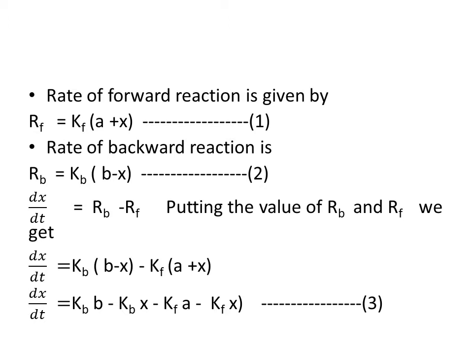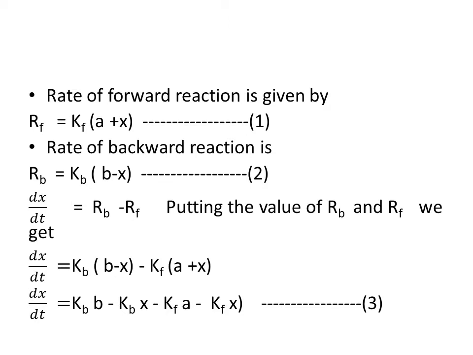Now dear students, putting the values of Rb and Rf from equations 1 and 2, we will get dx over dt equal to Kb into b minus x, which is the rate of the backward reaction, minus Kf into a plus x, which is the rate of the forward reaction.